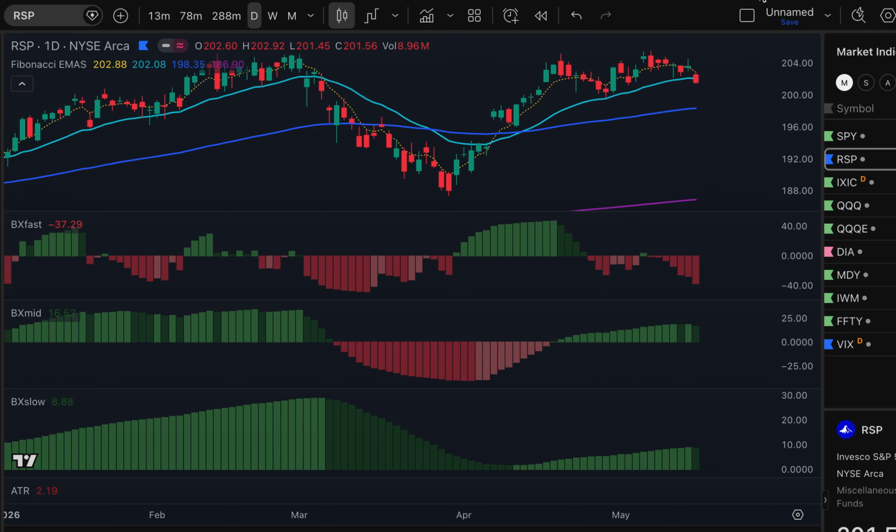So that tells you a little bit about market breadth, that not as many stocks are participating in this uptrend, that it's being dominated by the larger weighted stocks that are the large caps. So we can see with the equal weighted, short-term momentum has been fading, mid-term momentum is starting to fade, and long-term momentum is starting to fade.